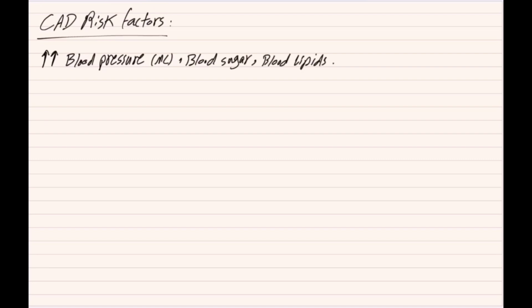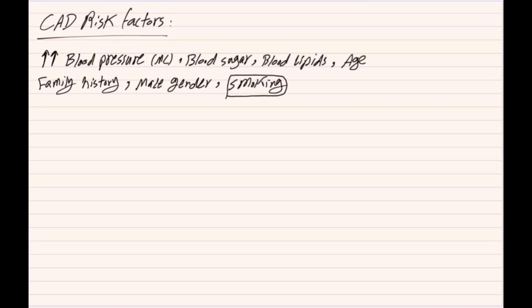Now let's talk about coronary artery disease risk factors. So the way I remember this is to start with increase of 4 things. Increased blood pressure, as in hypertension, and this is the most common risk factor. The second one is increased blood sugar, as in diabetes mellitus. Third is increased blood lipids. Fourth is increased age, old age. And we have things like family history, male gender, and smoking. And smoking cessation is the single most important intervention to decrease the risk of myocardial infarction.